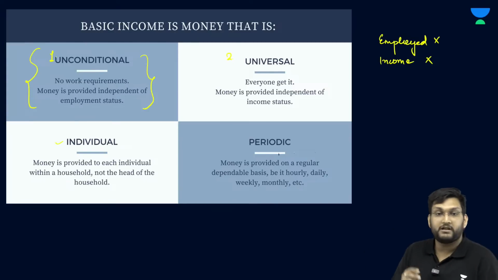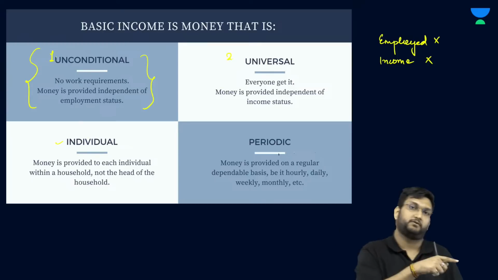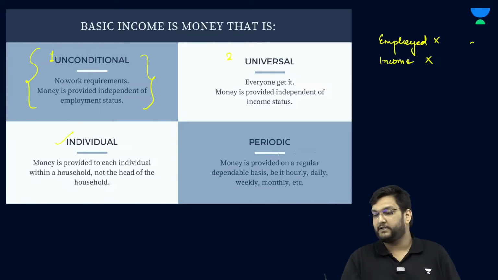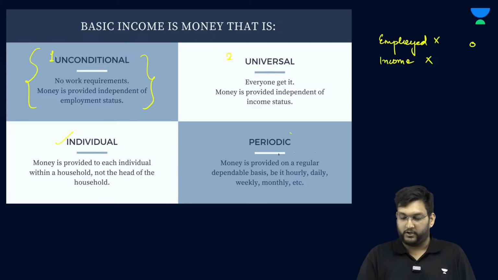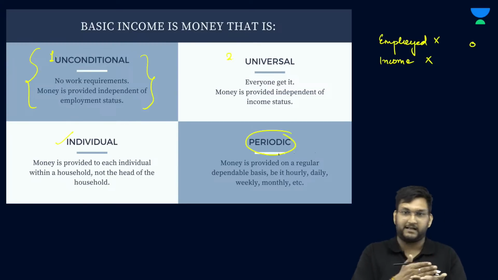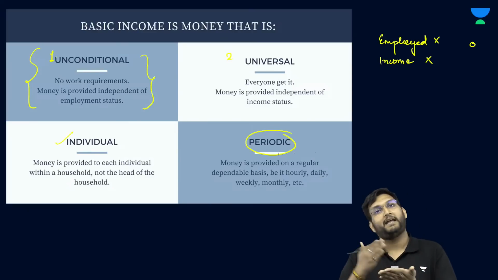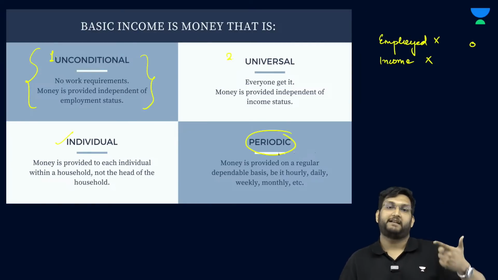Further, it can only be transferred to an individual within a household, not a household itself or the head of the household. Meaning it can't be that I give it to the head of the household and expect everybody to get it. And it has to be periodic, meaning it can't be a one-time transfer. It can be either hourly, daily, weekly, monthly, annually, but it has to be periodic. The frequency has to be decided.